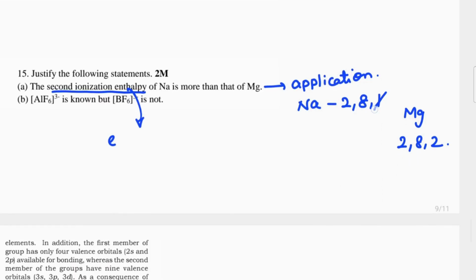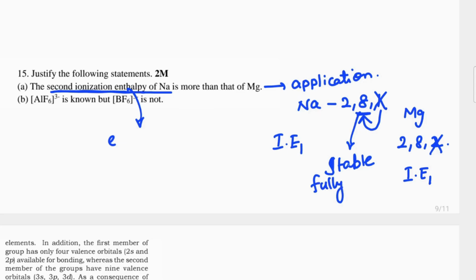If I want to remove the first electron, it is the first ionization energy. Here, if I remove this one, it will be the first ionization energy. And for the second ionization enthalpy of sodium, if I want to remove the second electron, it is in the stable octet configuration of 8. So if I want to remove an electron from this, it is very, very difficult. That's why it is more than that of magnesium.